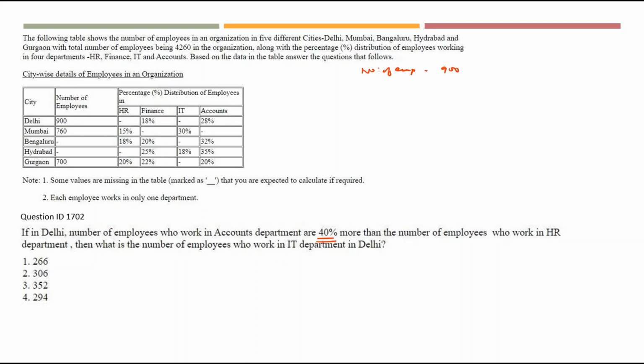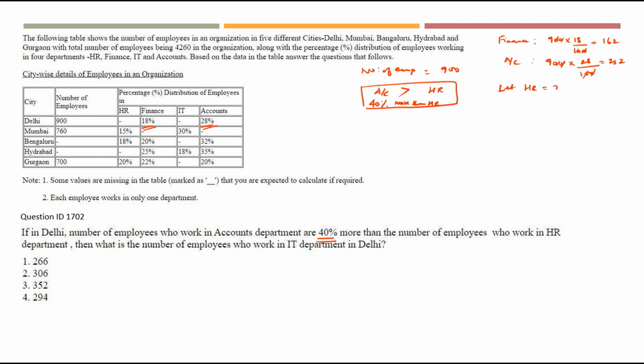It is 900. Accounts has 40% more employees. We'll find the number of employees in finance. In finance we have 18% of employees working. So 900 into 18 divided by 100 will give a value of 162. Next we have the accounts department. Here it is 900 into 28 percent. 28 divided by 100 gives 252. Let HR be equal to some X.